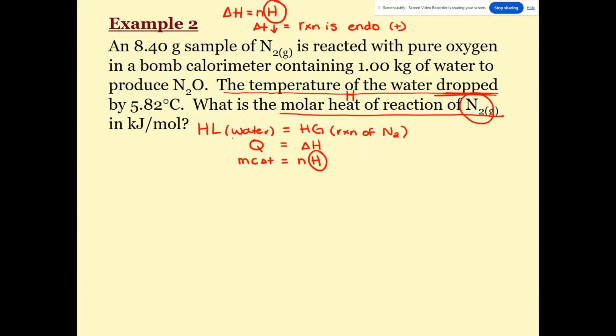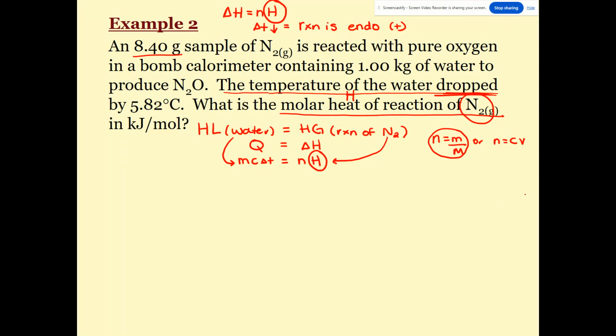Okay? So on this side, again, I'm using the mass, specific heat capacity, and temperature change of the water. And on this side, I'm going to need to find the moles of my nitrogen gas. Moles, remember, again, can be found with mass over molar mass or C times V, depending on the information the question's giving you. Now in this question, we are being given a mass. So that means we're going to use mass over molar mass to solve for our n.